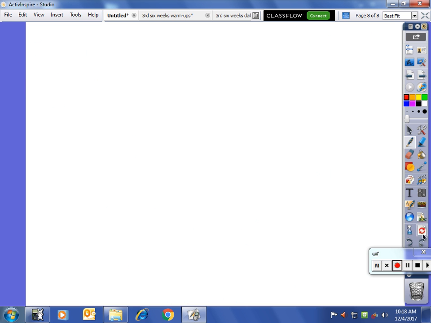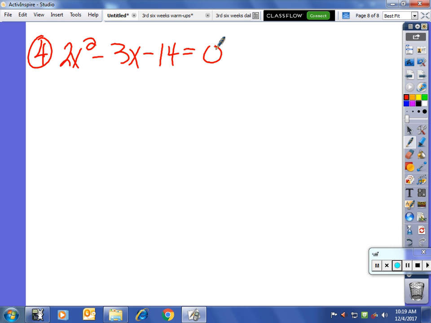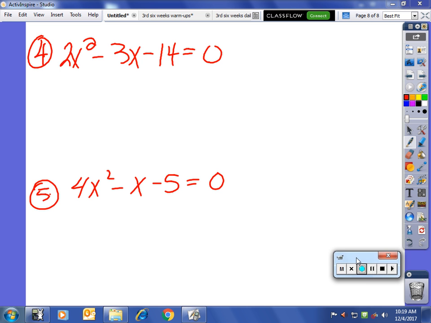All right, you try these 2 problems, and then we're going to look at 2 kind of weird scenarios, and then you'll be done with this lesson. Number 4: 2x squared minus 3x minus 14 equals 0. And number 5: 4x squared minus x minus 5 equals 0. I'm going to pause the recording. You guys work on these.